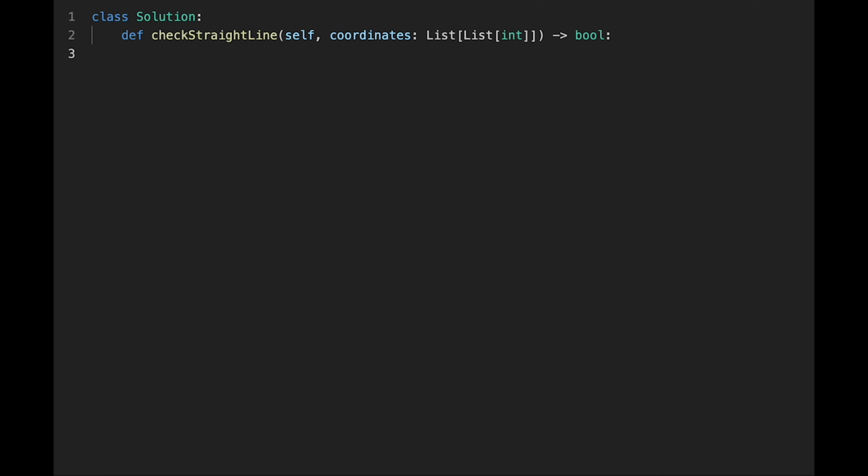Okay, so let's write the code. First of all, get the first two points' coordinates. So x0, y0 equal coordinates[0], and I copy this for x1, y1 equal coordinates[1]. And then start looping from index 2. So for i in range index 2 to length of coordinates.